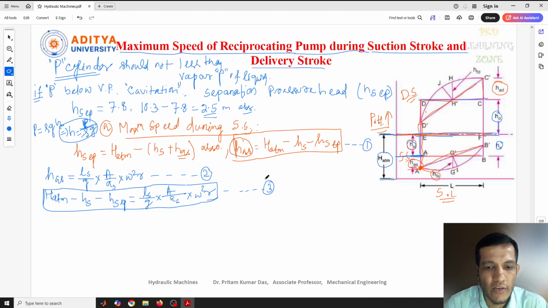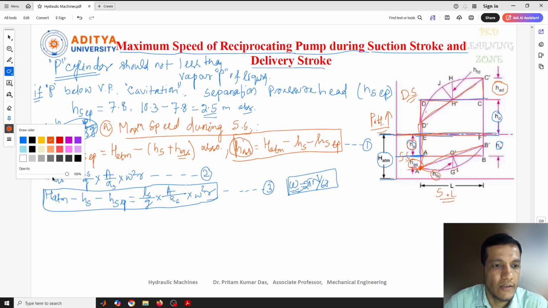In equation number 3, the value of omega is there. From this equation, the value of omega, or nothing but the speed, can be calculated. This speed is the maximum speed of the reciprocating pump without separation during the suction stroke. Again, one more formula we know: omega equal to 2 pi N by 60. From this we can calculate the maximum speed. This is for the first condition.